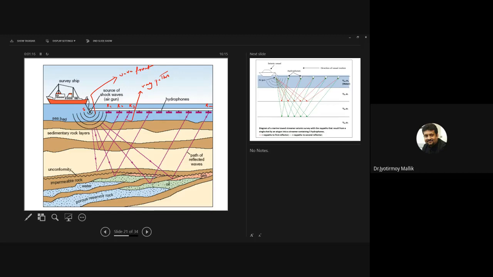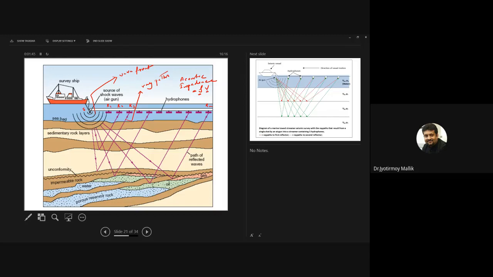And then when it will reflect or refract will depend on something which we call acoustic impedance, which is a product of rho and v, rho being the density of the layer and v being the velocity of the sound wave through it.